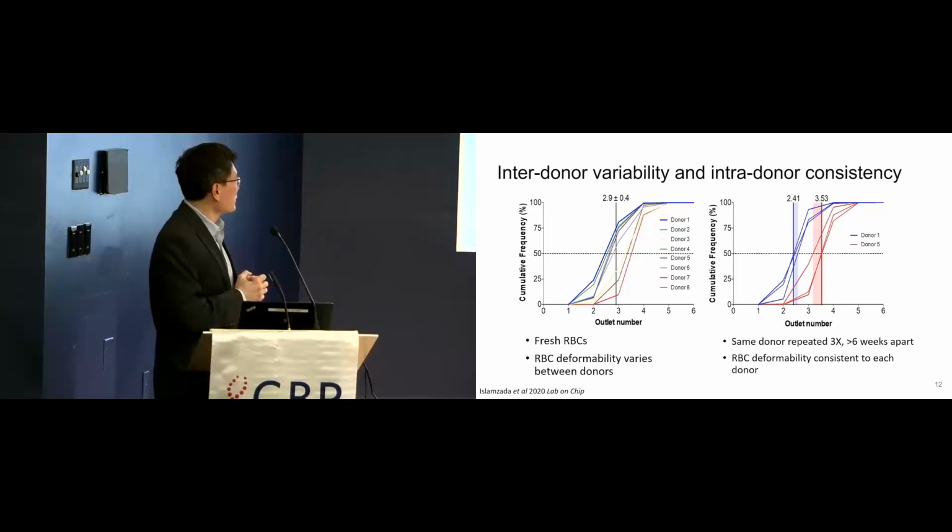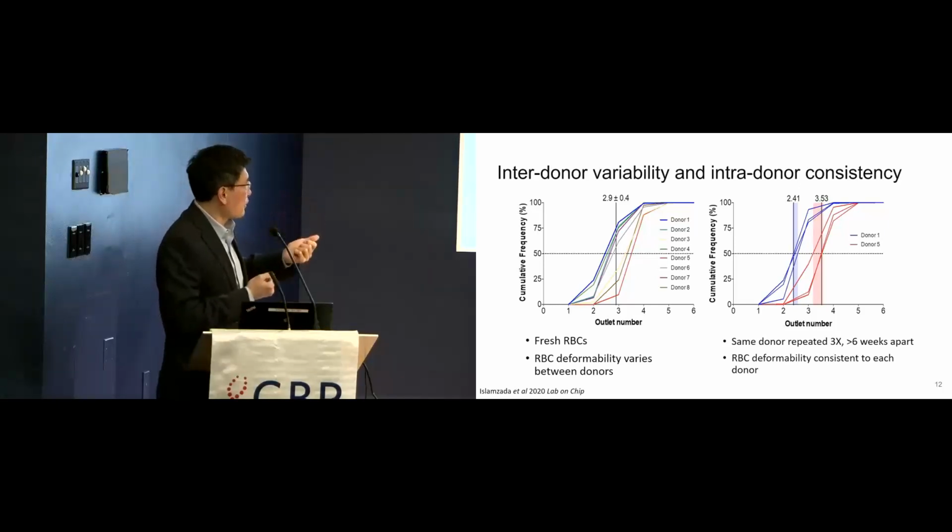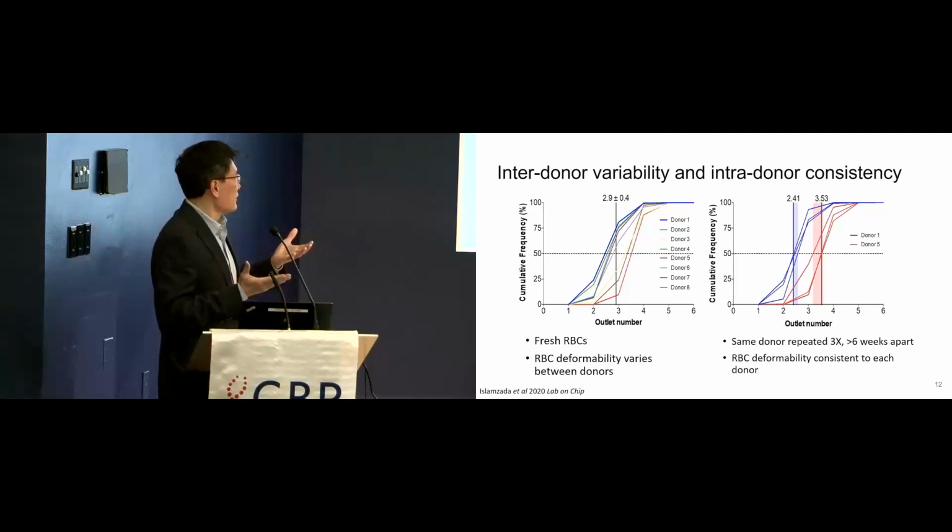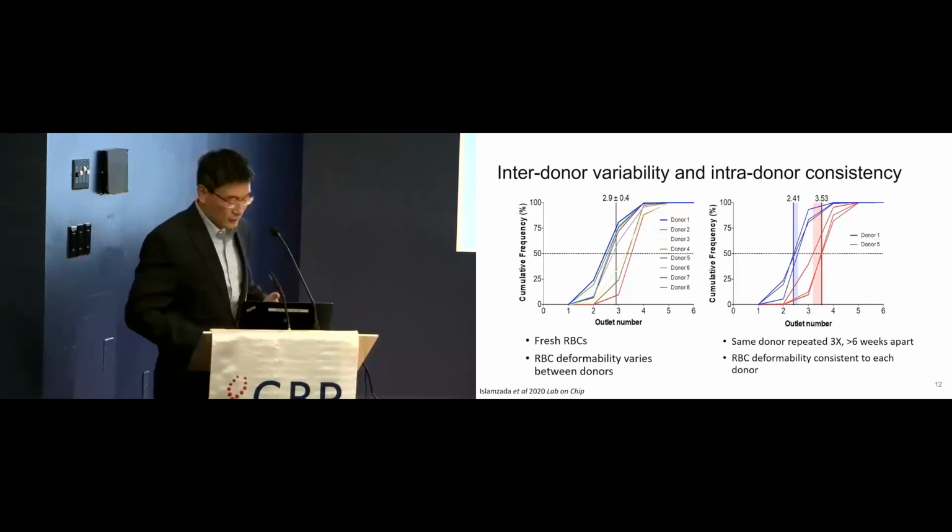And then we say, okay, well, how reproducible is this? So we then ask the same donors to come back, 3 times, 6 weeks apart. And I know it's not a lot of data points here, but generally it seems like whatever your deformability is seems to be a part of you. It seems to be an inherent characteristic. I don't know if it's genetic or environmental, but at least it's relatively stable for stable people.